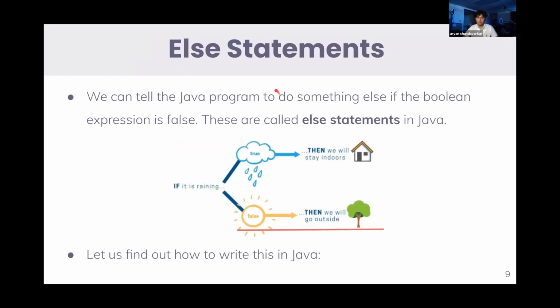Now, the second type of conditional statement is called an else statement. An else statement is for whenever something is false. So we can tell the Java program to do something if none of the variables match the expression. So for example, here, the else statement would be false. Now, why would we use an else statement? It's because we don't want to use multiple if statements.